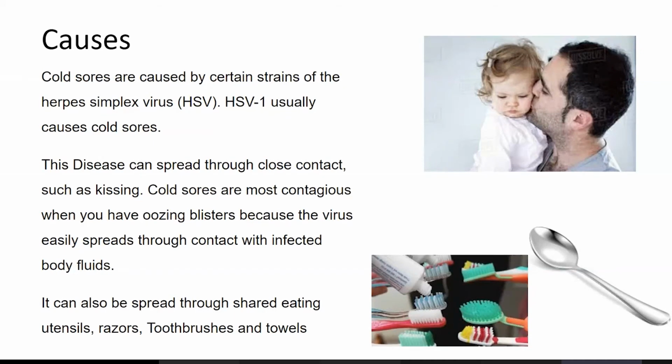Other ways it can be transmitted is if you share utensils, toothbrushes, razors, anything that you put on your face, and you share it with another person. A person may place the virus on the thing that you're sharing, and then you use it, so you get infected. Some of the ways it can be spread are through spoons, towels, brushes, shaving machines, anything that you share.